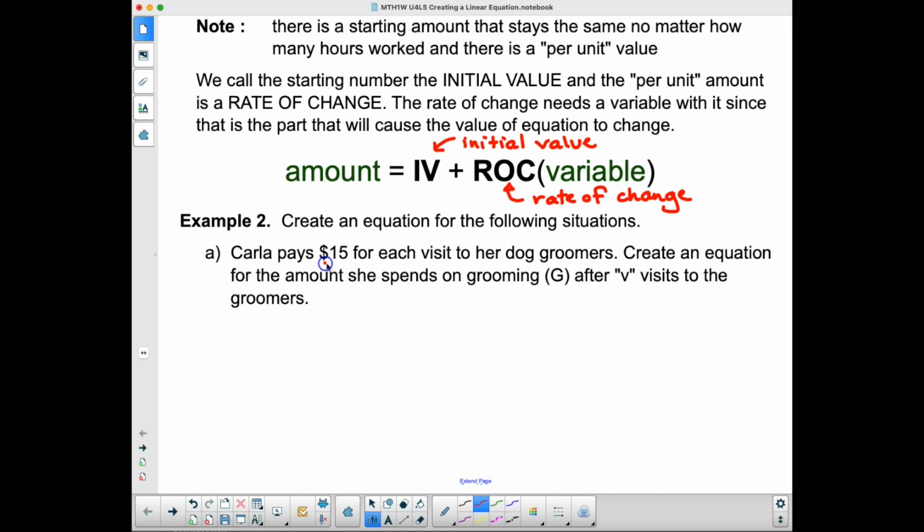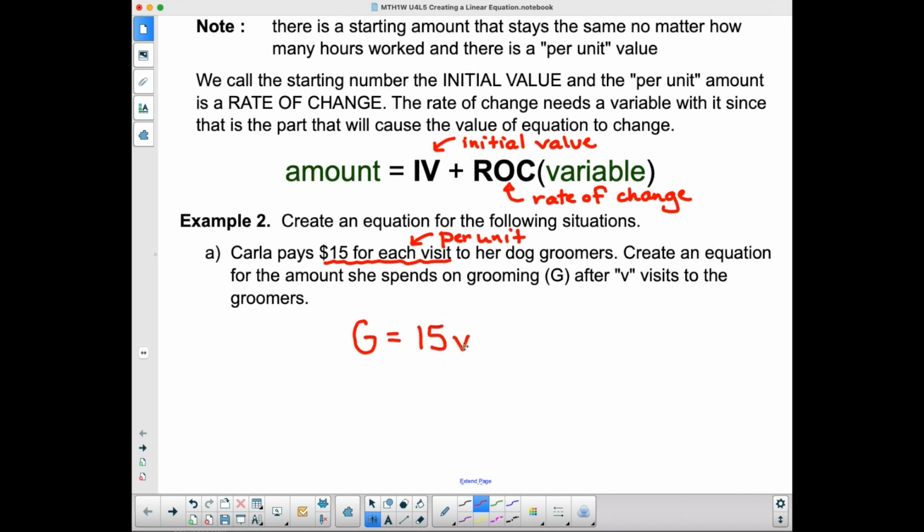She pays $15 for each visit. That's a per unit rate. I don't see anything here that says there's like a consultation fee for her grooming or a subscription fee or a membership fee or anything like that. So it doesn't look like there's an initial value, and that's fine. So the amount she spends on grooming is G. So we're going to use a big G equals, and it's $15 for every visit.